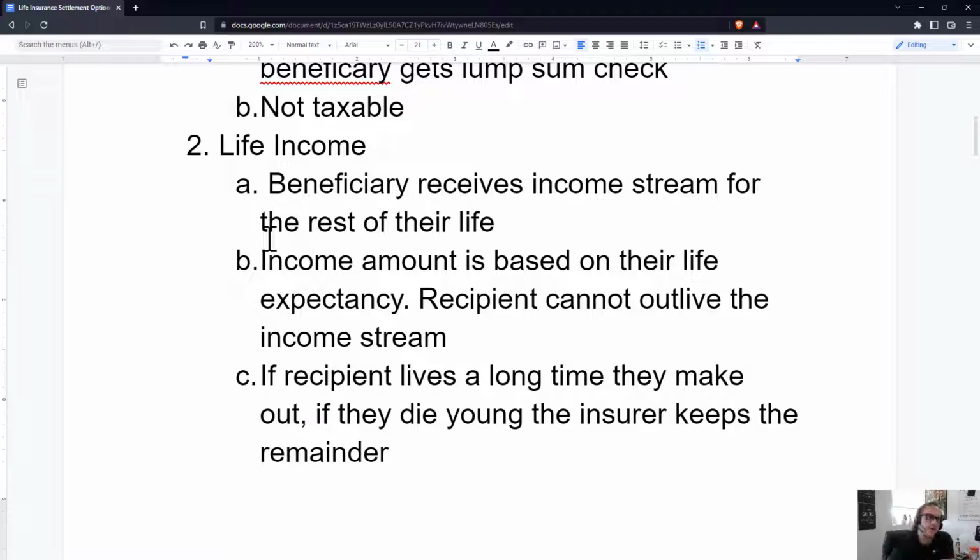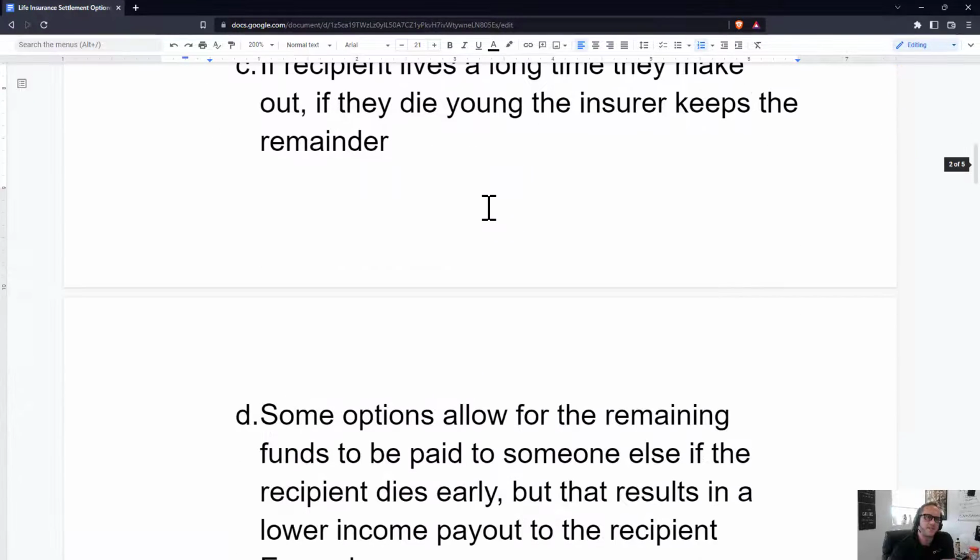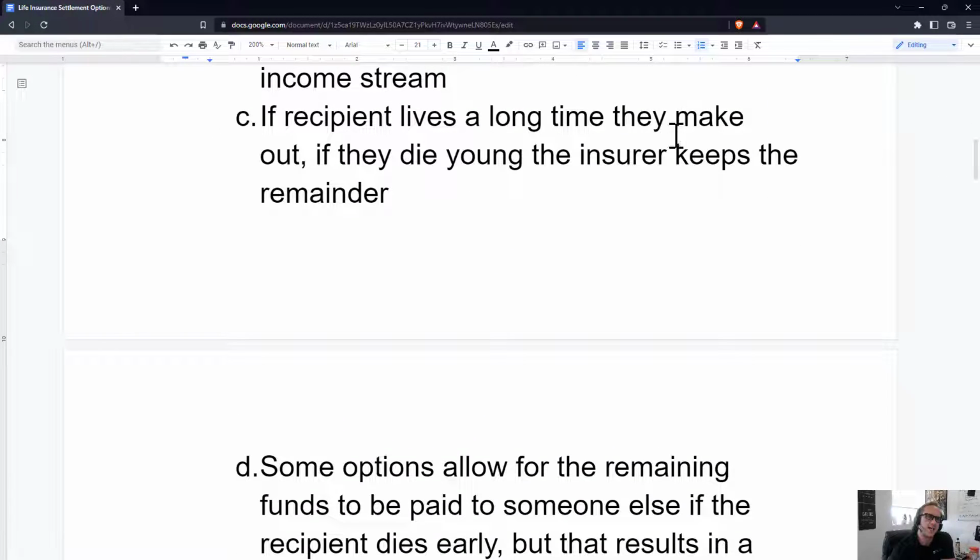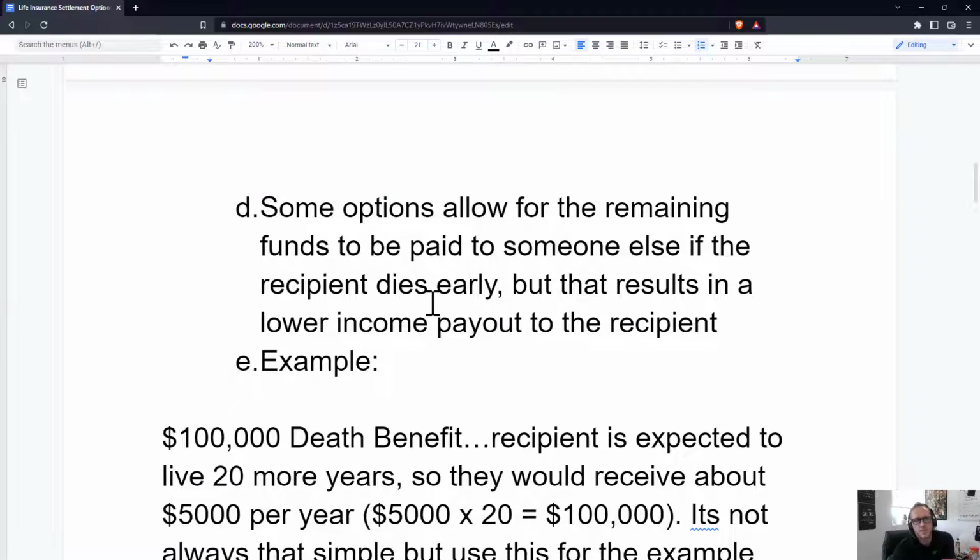I'll give you an example below here. So if the recipient lives a long time, they make out. If the recipient dies young, the insurer keeps the remainder. Some options allow for the remaining funds to be paid to someone else if the recipient dies early, but that results in a lower income payout to the recipient.